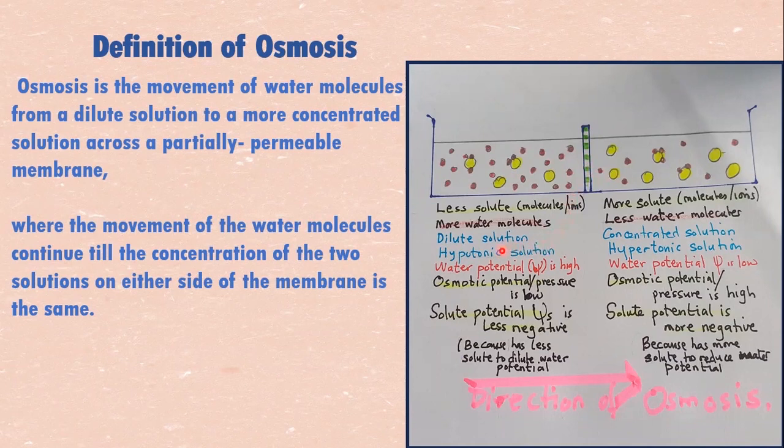You can use other ways to define the same osmosis. You can define osmosis as movement of water molecules from a region of high water potential to a region of low water potential. Or define osmosis as movement of water molecules from a region of low osmotic potential to a region of high osmotic potential across a partially permeable membrane.